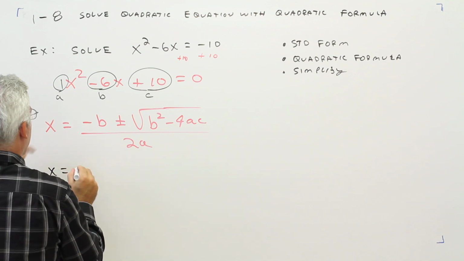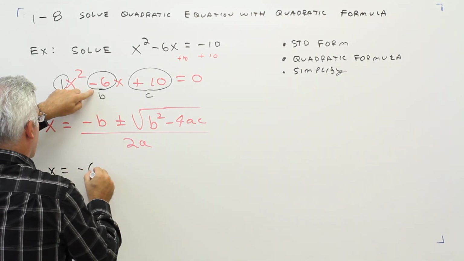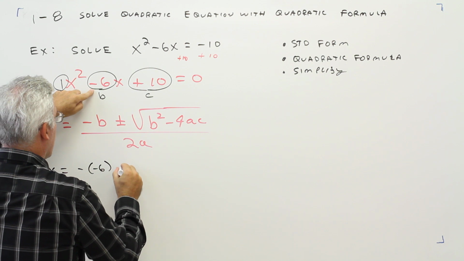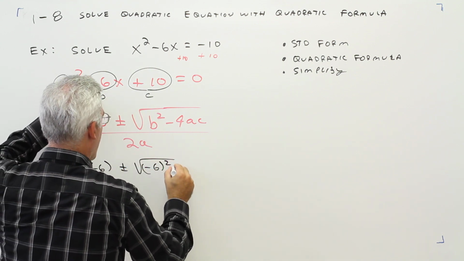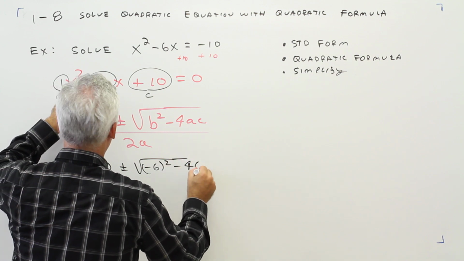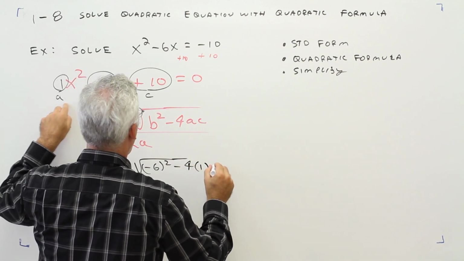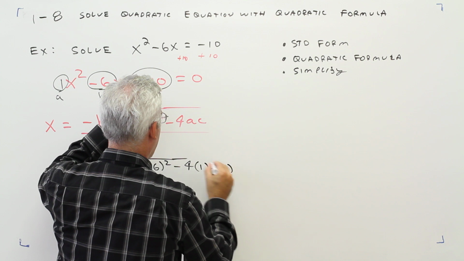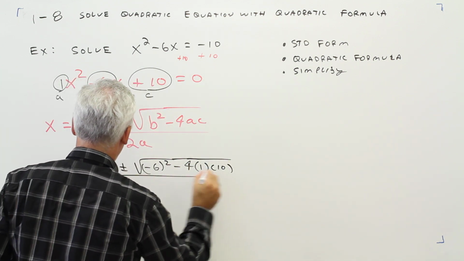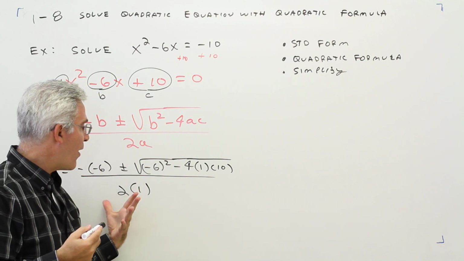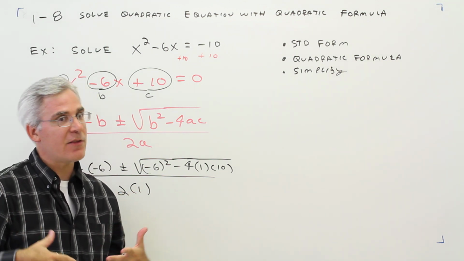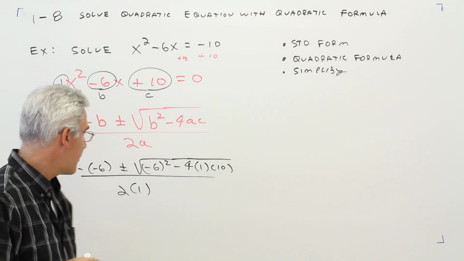x equals the opposite of negative 6 plus or minus the square root of negative 6 squared minus 4 times 1 times 10 all over 2 times 1. Notice I use parentheses. It helps prevent mistakes, especially with minuses.